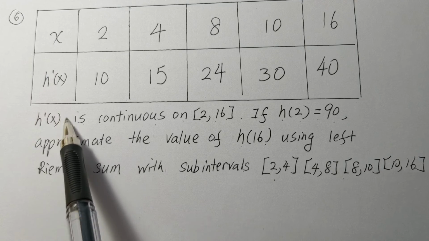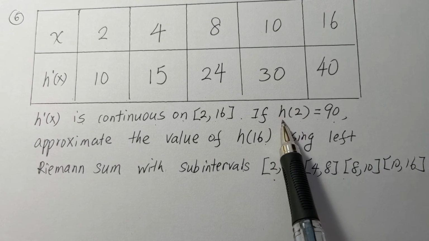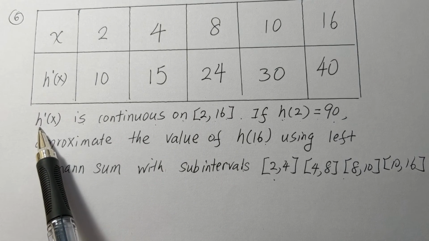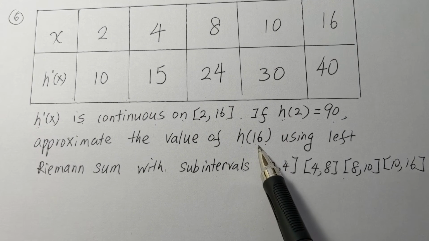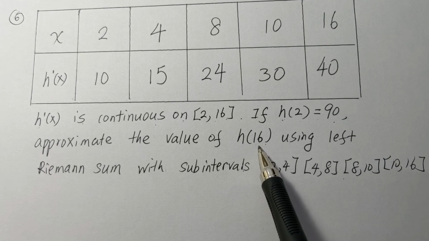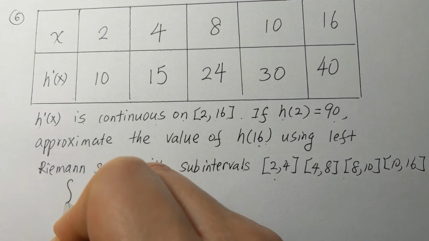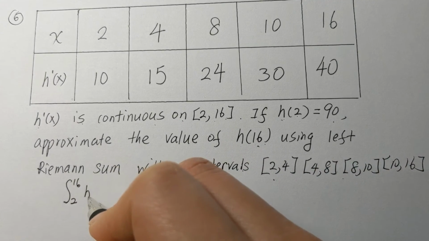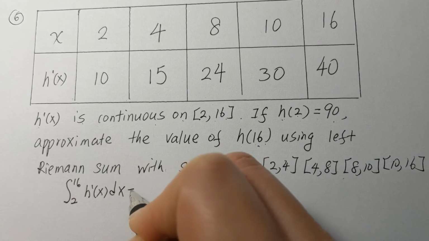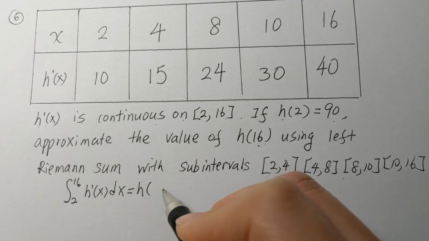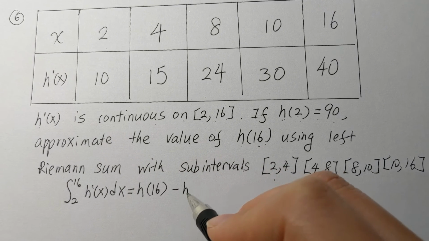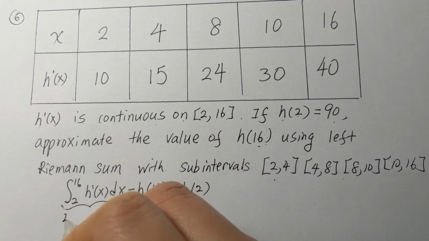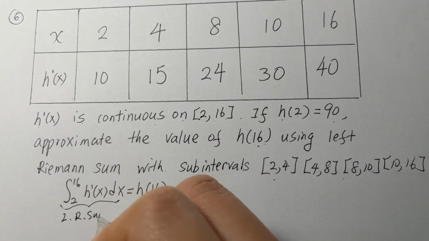So we have the h prime and we want h. So we have the antiderivative of h prime. And we have 2 and 16. So this tells us to use the FTC: integral 2 to 16 h prime of x dx. The antiderivative is h. So h of 16 minus h of 2. So over here, we're going to do the left Riemann sum, which is the left sum.